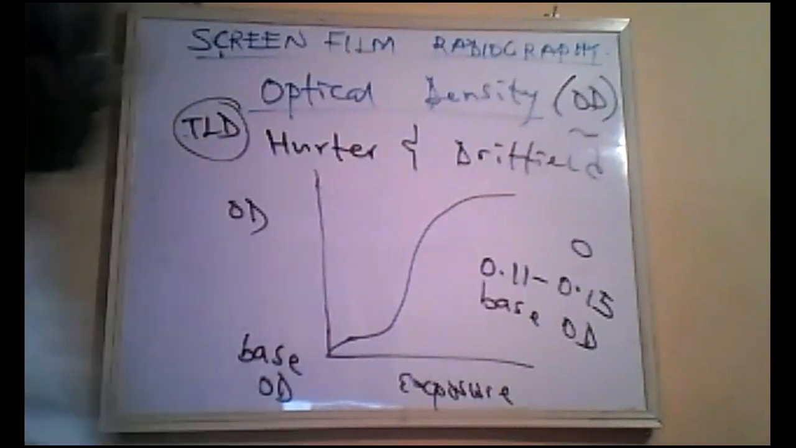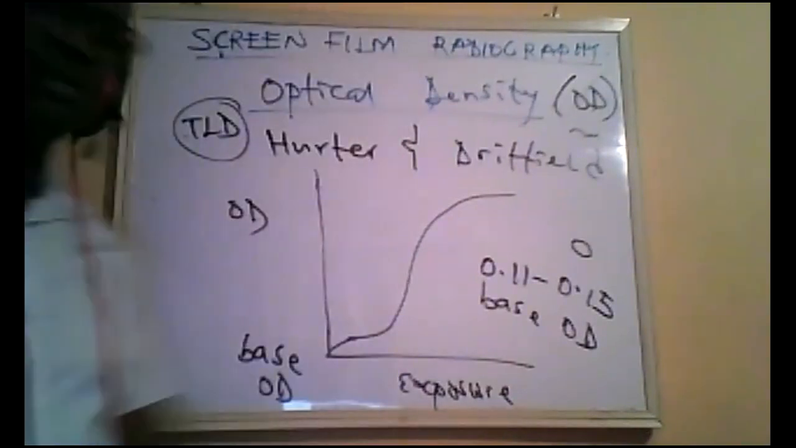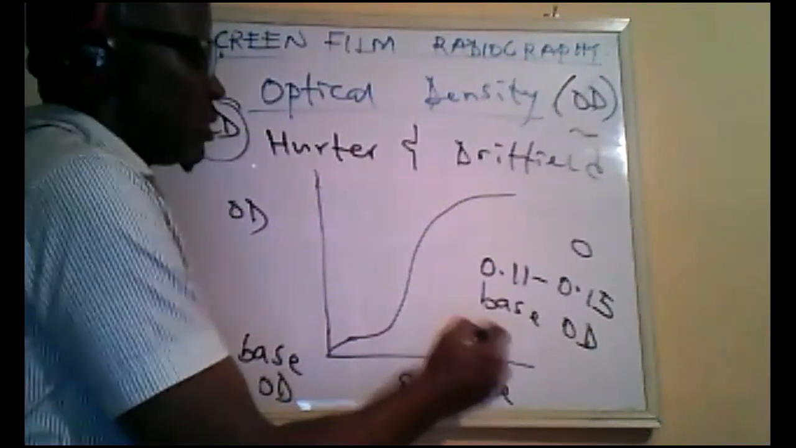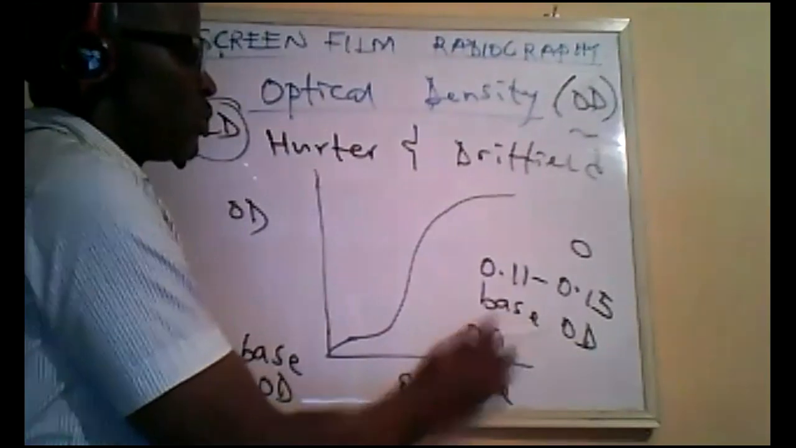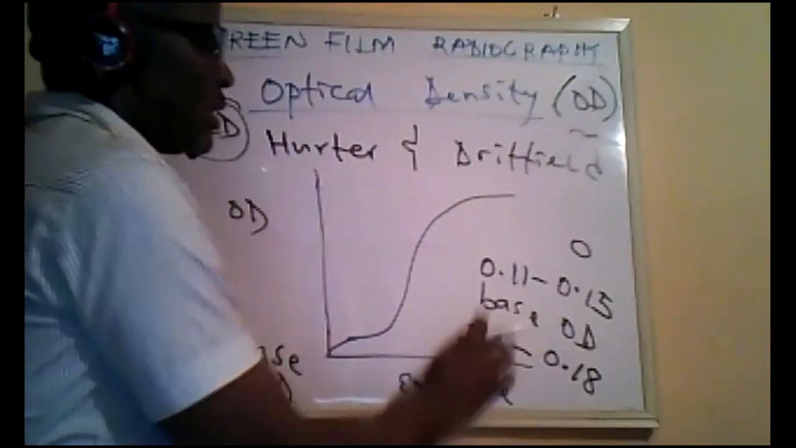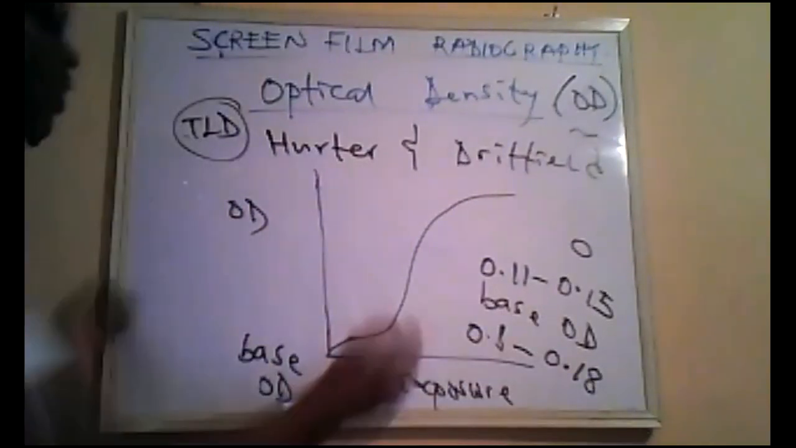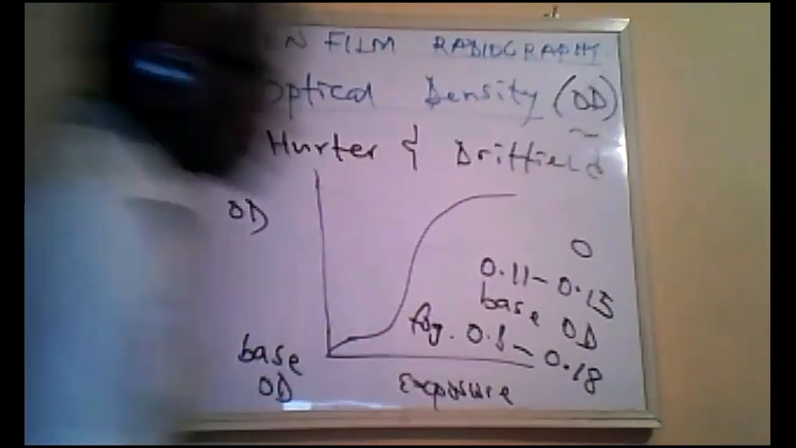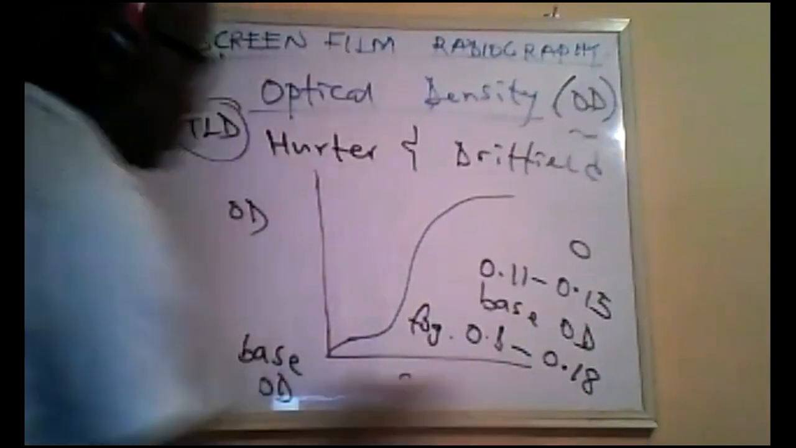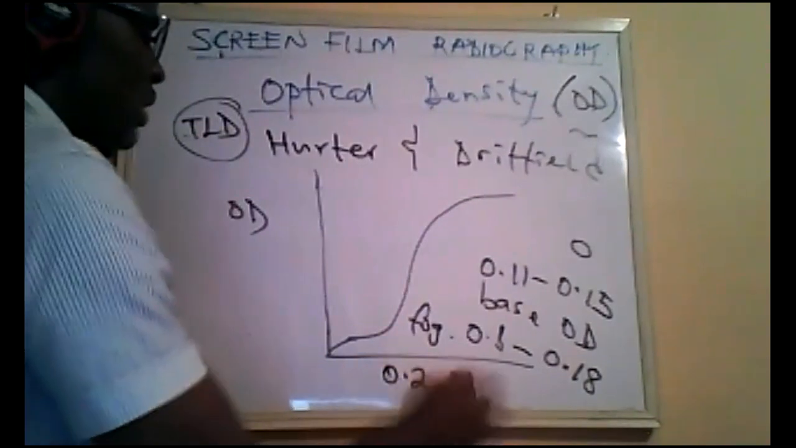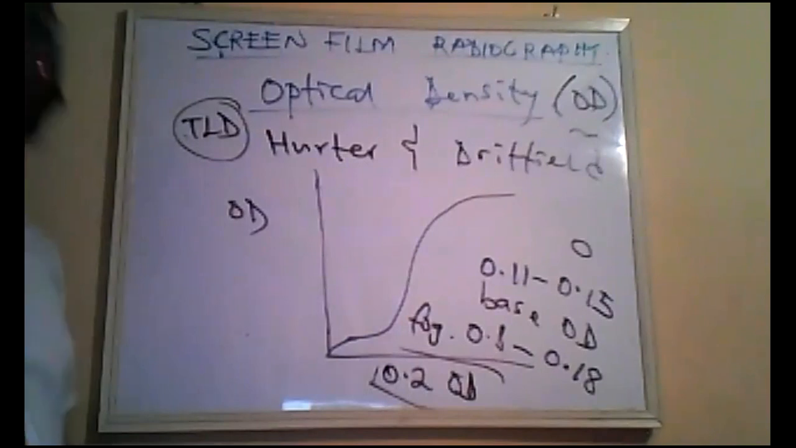Because of that, film also has some kind of fog level, and the fog level ranges from 0.1 to around 0.18. Those are the acceptable limits of fog that may be present in the film. If the fog level continues to around 0.2 OD, then that film has got to be discarded. You don't need to use that film any longer.